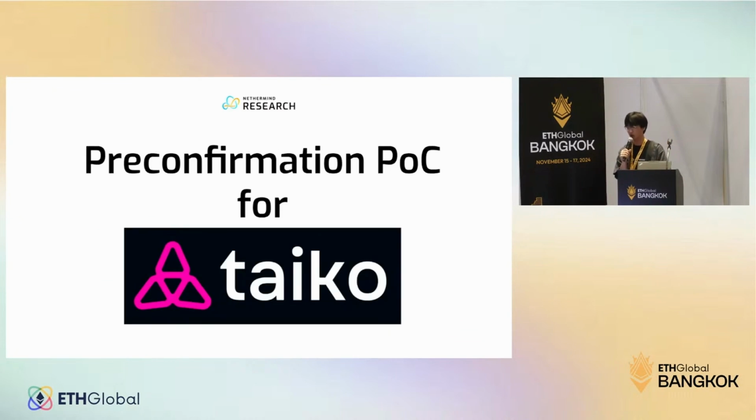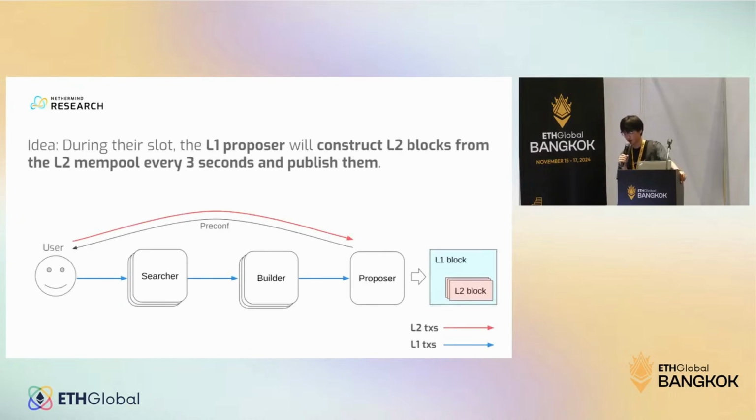And here, let me give you a specific example or implementation that we are doing at Nethermind in collaboration with Taiko. Taiko is a based rollup. During the proposer's slot time, the L1 proposer will construct L2 blocks from the L2 mempool every 3 seconds and publish them. So this blue part is still running every 12 seconds, the L1 block's slot time. But for the red part, this pre-conf part, every 3 seconds the proposer will collect a bunch of transactions and pre-confirm them. And then in the end, both the L2 block transactions and the L1 block are combined, and the L1 block is built.